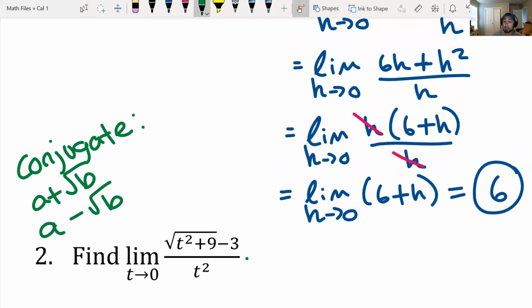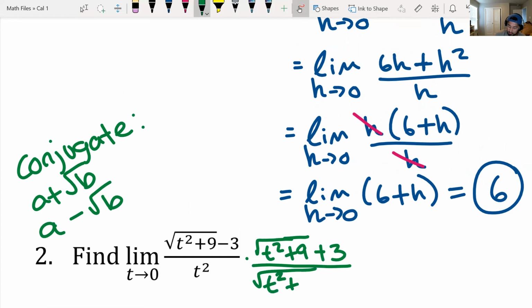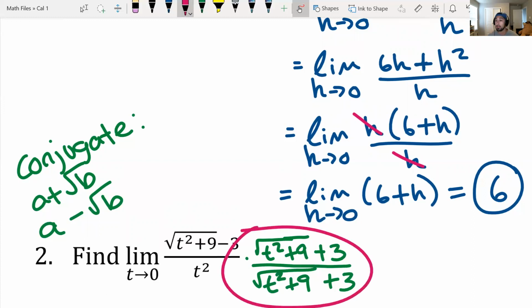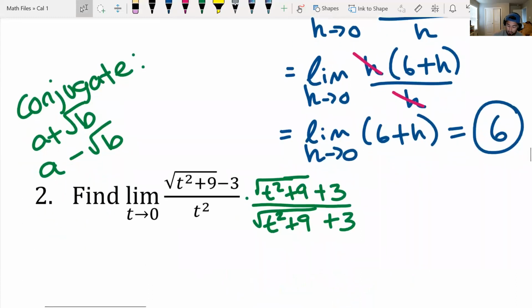So this means that I am going to multiply this one by the square root of t squared plus 9 plus 3 over the same thing, square root of t squared plus 9 plus 3. That is the conjugate, okay? Now remember, a conjugate is just a manipulation by one. Because if you realize that this over itself is just one, so we're not doing anything wrong here. We are manipulating by one. One is a very powerful number, and one can be anything, as you see here. One is the conjugate. So that is what we're multiplying by, the conjugate. Okay, so let's continue.